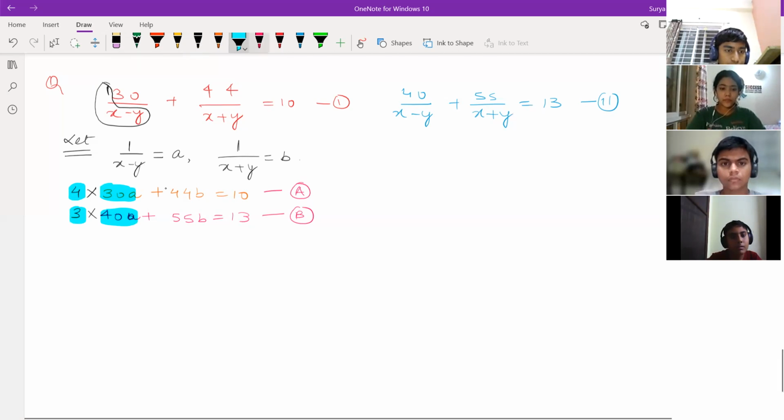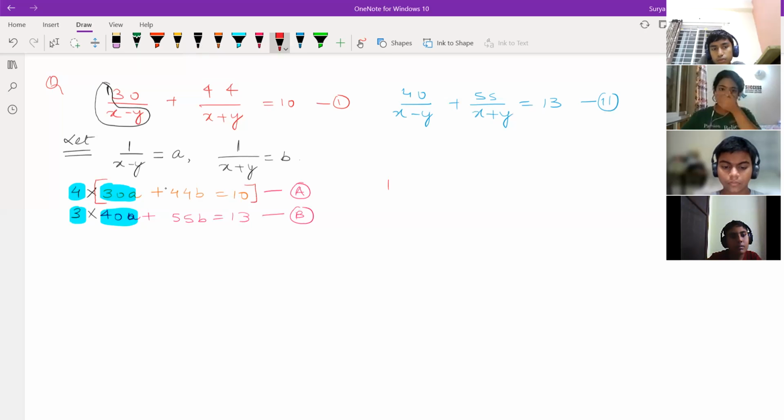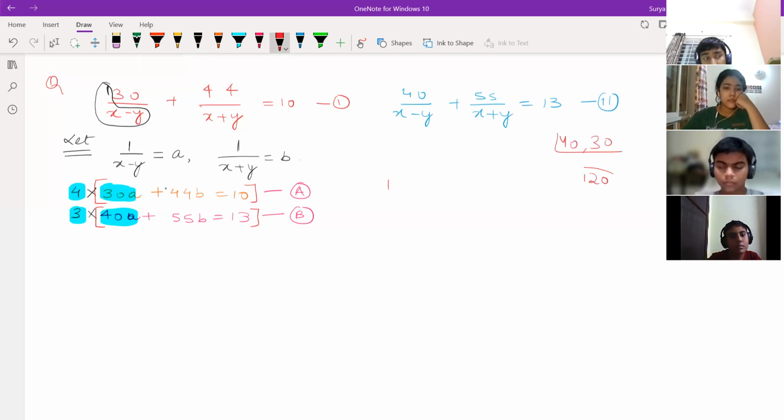Understood, Akshat? So what we get here? Why do you multiply it, sir? Because to make it equal, Krishna, we have to make either a equal or b equal. If you multiply 4 with the first equation, we are getting 120. And the second equation, why are you multiplying? To get it 120 only. Actually, 40 and 30, we are trying to get the LCM. The LCM will be what? 120. So we try to make it 120.